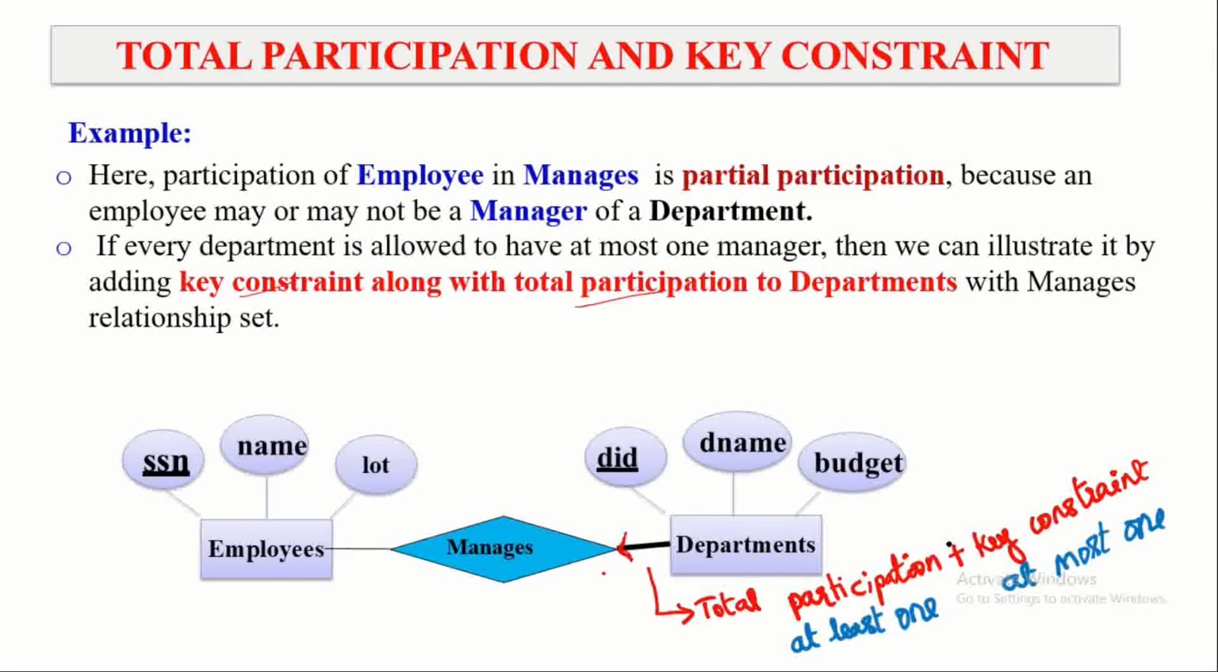So according to this, each and every department in the departments entity set must be managed by at most one manager. According to key constraint, each and every department has to be managed by at most one manager. That's the meaning.